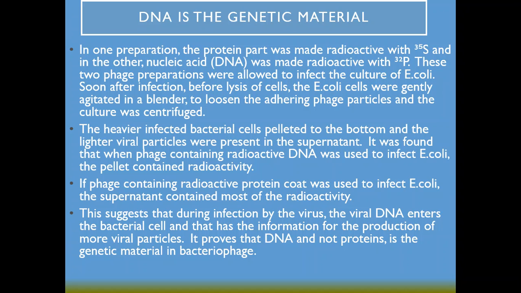It was found that when phage containing radioactive DNA was used to infect E. coli, the pellet contained radioactivity. If phage containing radioactive protein coat was used to infect E. coli, the supernatant contained most of the radioactivity. So this suggests that during infection by the virus, the viral DNA enters the bacterial cells and that has the information for the production of more viral particles. So it proves that DNA and not protein is the genetic material in bacteriophage.